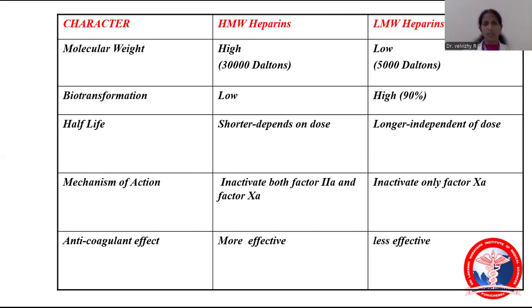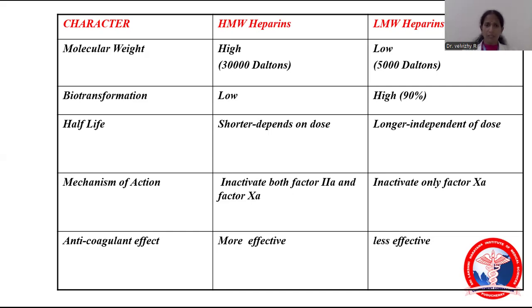If you see the molecular weight, it is high for heparin and always low for low molecular weight heparin. Biotransformation, metabolism, is high with low molecular weight heparin, whereas in heparin it is low. The half-life of heparin is shorter, so we have to increase the frequency of dose, that means twice a day. Whereas for low molecular weight heparin it is longer, so we always give a once-a-day dose.